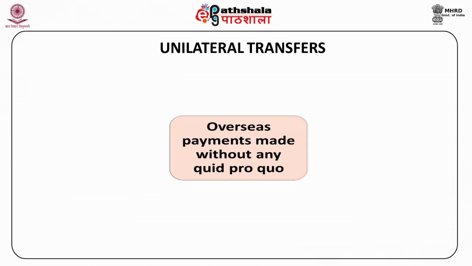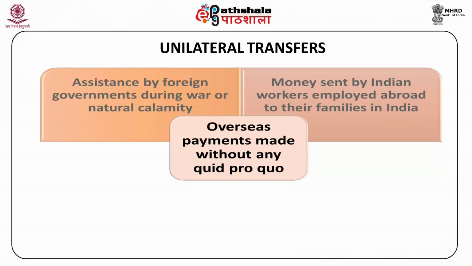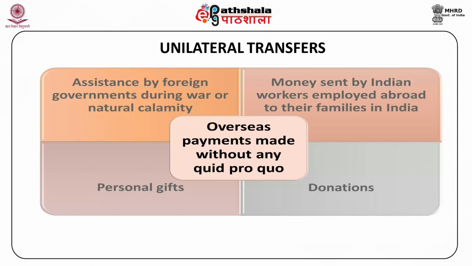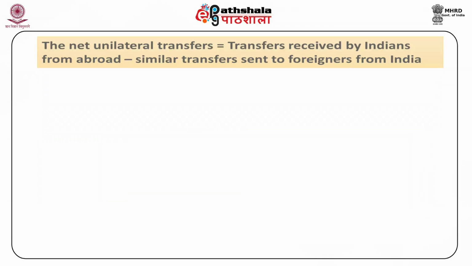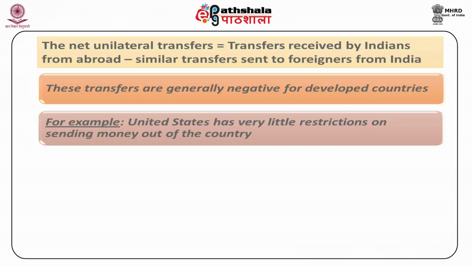Third component is unilateral transfers. Overseas payments made without any quid pro quo, such as assistance by foreign governments during war or natural calamity, workers' remittances, for example money sent by Indian workers employed abroad to their families in India, personal gifts, donations, etc., are recorded in the current account. The net unilateral transfers are transfers received by Indians from abroad minus similar transfers sent to foreigners from India. These transfers are generally negative for developed countries such as the US, as it has very little restrictions on sending money out of the country.